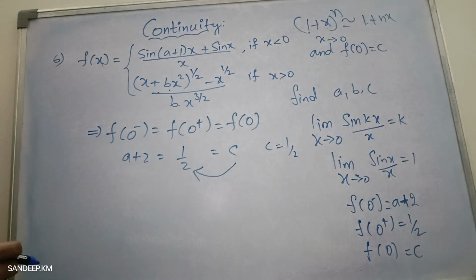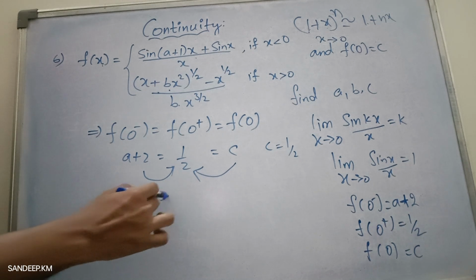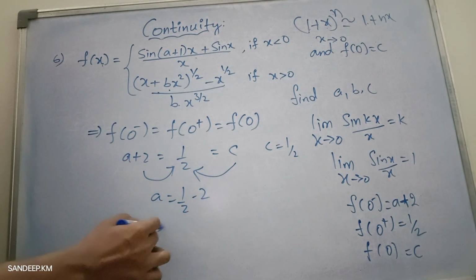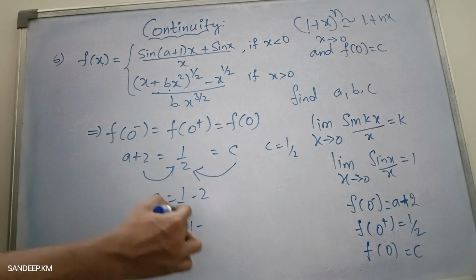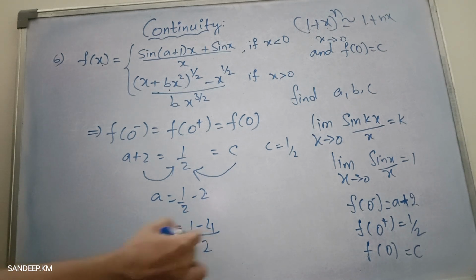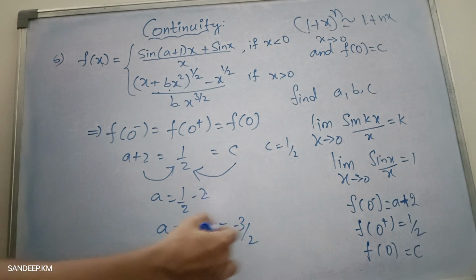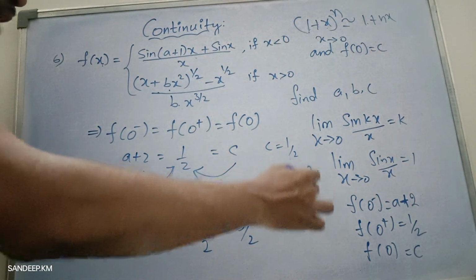Now, how will you find the a value? By equating these two. a is equal to 1 by 2 minus 2. So a is equal to 1 minus 2 twos are 4, with common denominator 2, you will get minus 3 by 2. So I got the a value as minus 3 by 2.